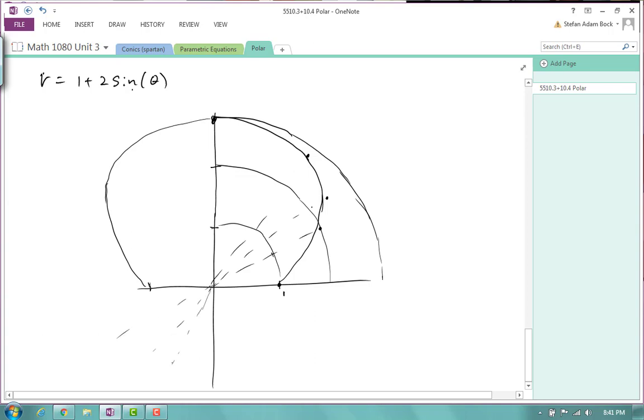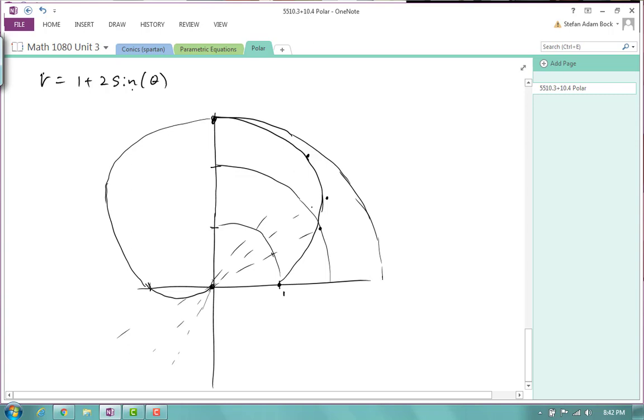Now what happens as I plug in values down here? Well, that's pi plus pi over 6. Sine of 4 pi over 6? No. 7 pi over 6. Sorry, this is after pi. So sine of 7 pi over 6 would be 1/2, but it would be a negative 1/2. So 1 plus 2 times negative 1/2 is 0. So that means I connect in like this a bit. Let me try that again. I connect in like this.